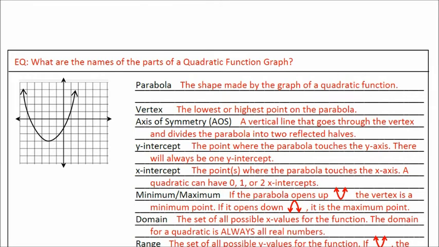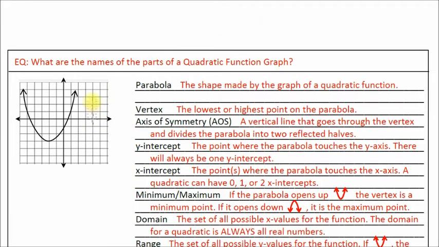Our essential question for this video is, what are the names of the parts of a quadratic function graph? And I know that your temptation now, class, is you can see a bunch of them. You're going to just frantically start to write these all down. Please just stay with me. Spend the time as we talk through each of these. You're going to get some valuable information, hopefully, instead of just copying down a whole bunch of definitions that you're not going to remember. So let's take a look here.